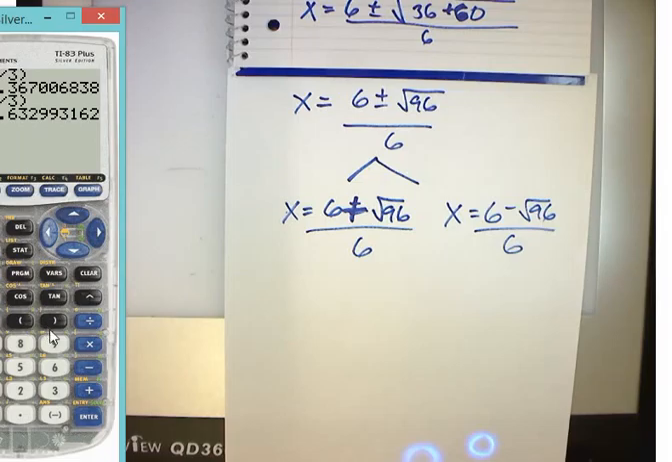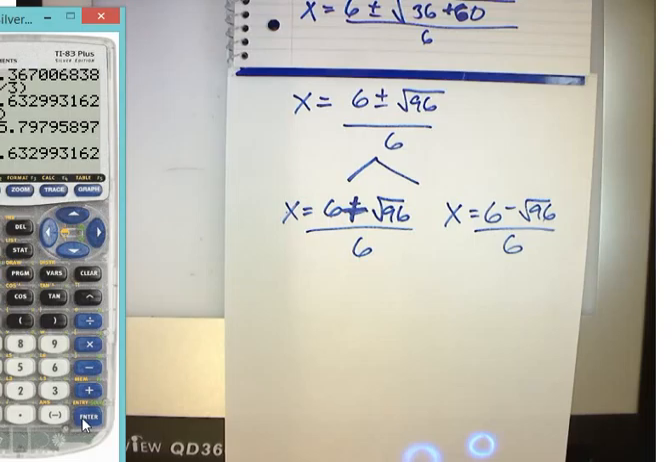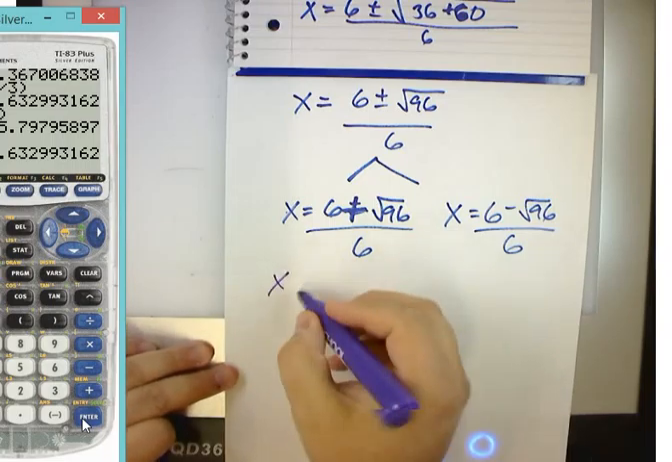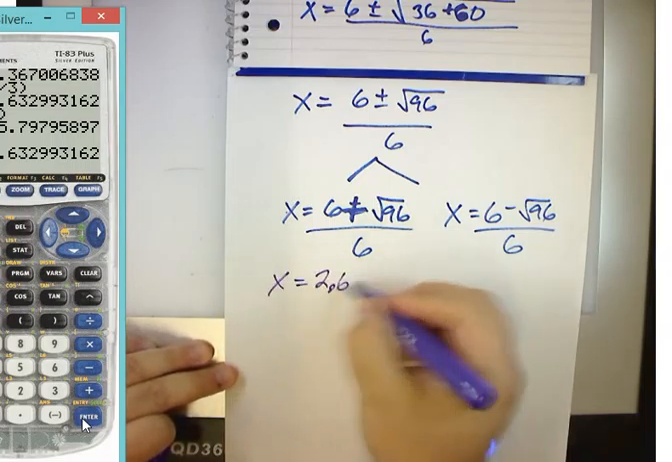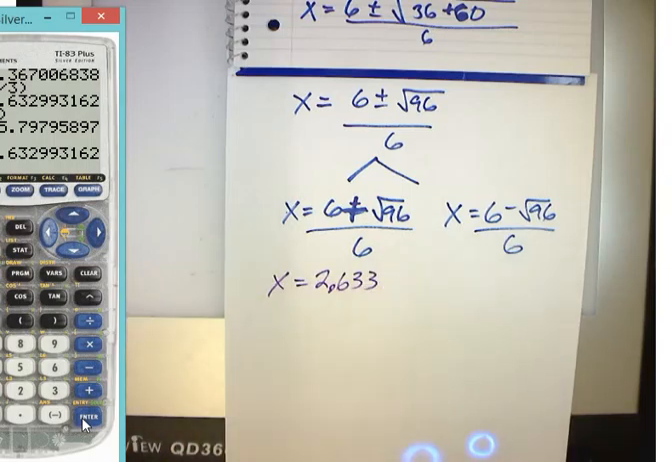So I might do something like 6 plus the square root of 96. And that equals 15.79, right? And then now I divide it by 6, and I get 2.633, right? So for this one I get x is equal to 2.633. Okay, looks good so far.